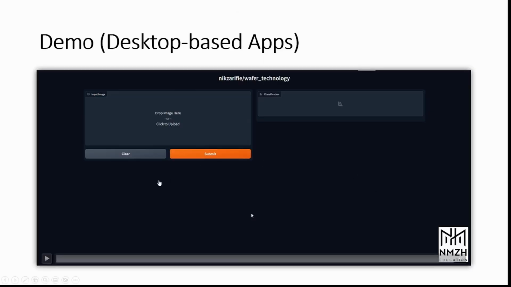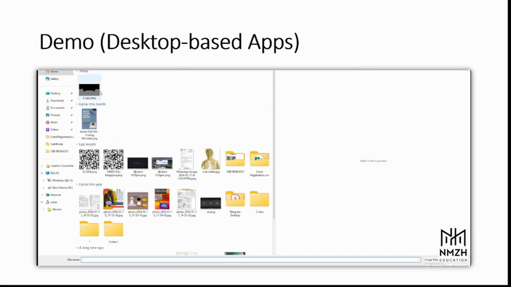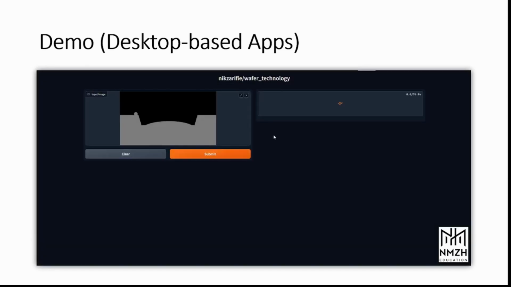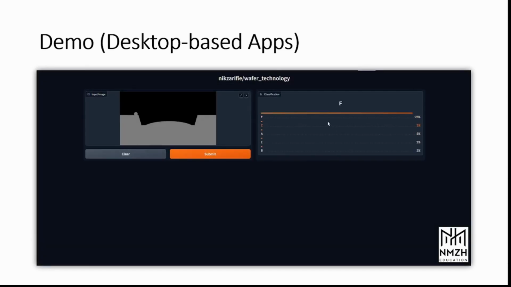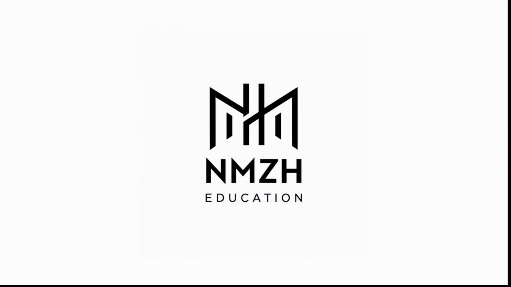Speaking of the demo for the desktop-based app, eventually there will be a rectangular kind of thing. We press the button, similarly find the images on our desktop, download, submit, and we get the result for the F category. So I think that's all for our proposed method, or proposed project.